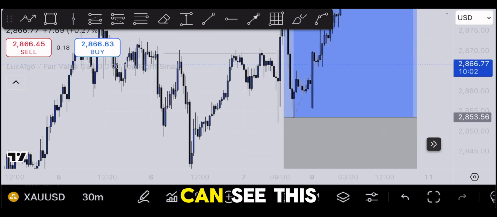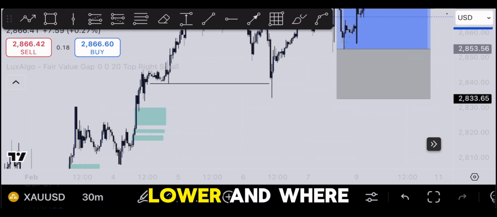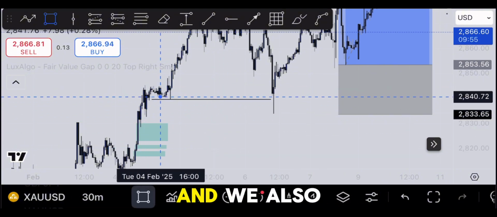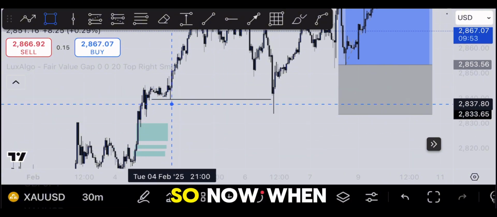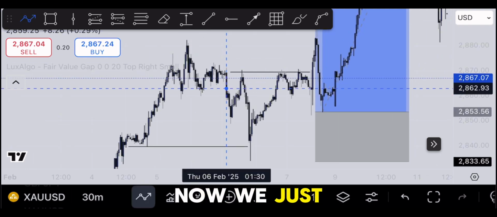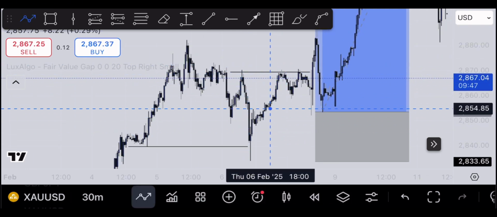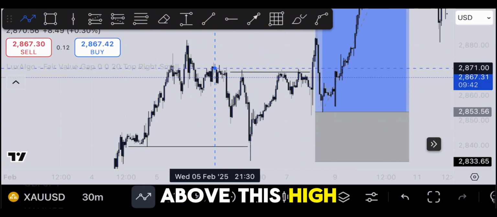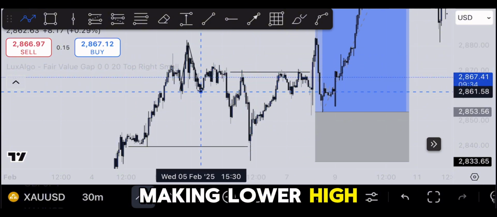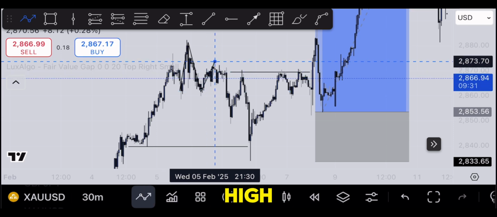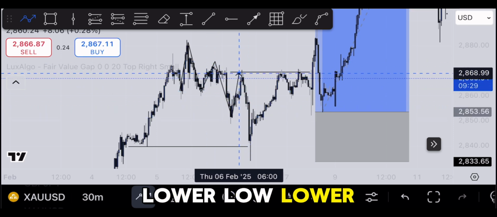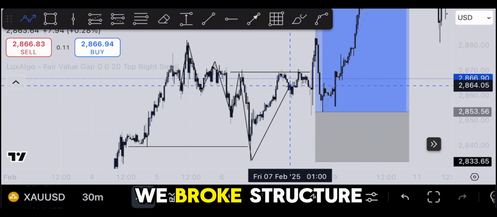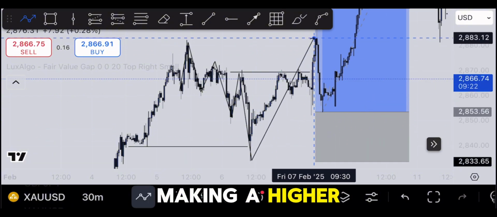You wait for the market. As you guys can see in this one, the market was tracing lower and lower. And where was the market going? We're going for these fair value gaps down here, right? And we also swept this liquidity down here. So now we just had a market structure shift, we're now going higher. It happened in this scenario where we actually closed above this high. So we're making lower high, lower low, lower high, lower low, lower high, lower low, and then we broke structure here, making a higher high.